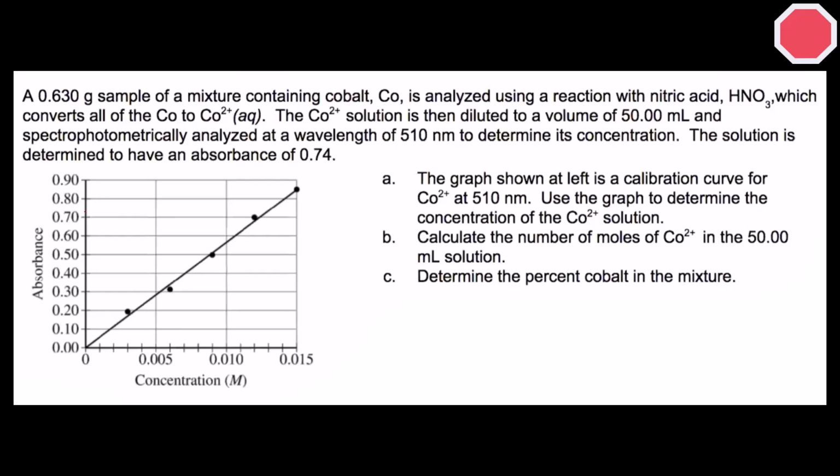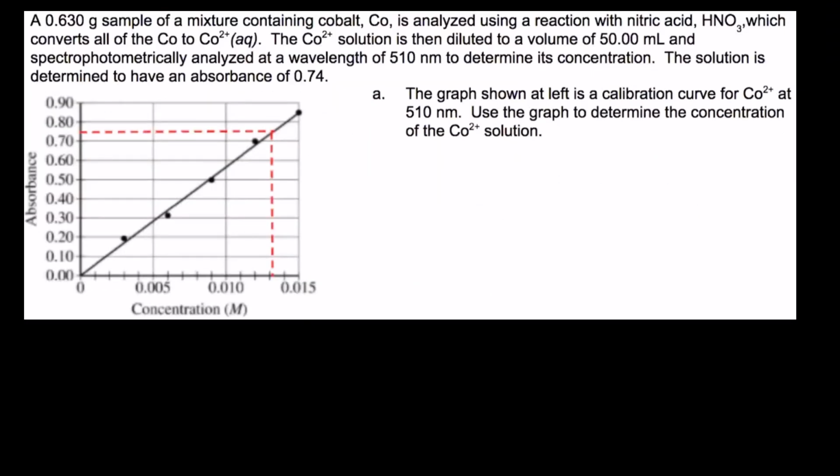So let's go ahead and break it down. We go from the 0.74 absorbance and try to figure out the concentration. The concentration that I'm reading is about 0.0131, and I'm getting that from the x-axis. I just dragged it straight down. That's the concentration of the cobalt 2+ solution at an absorbance of 0.74. Again, you don't need to know Beer's Law to read the graph. Just read where the absorbance is that they're telling you, and then find the concentration.